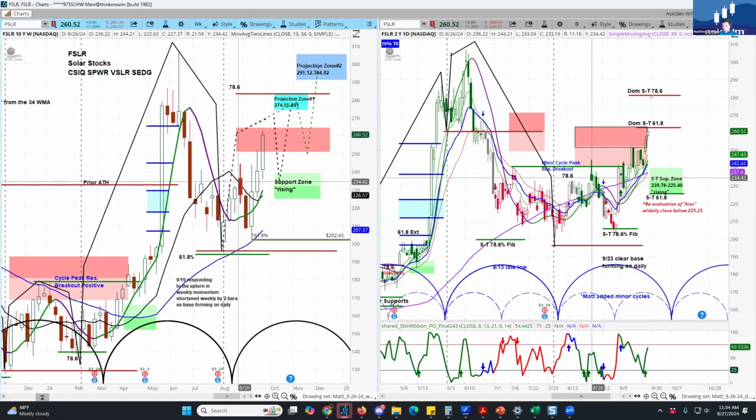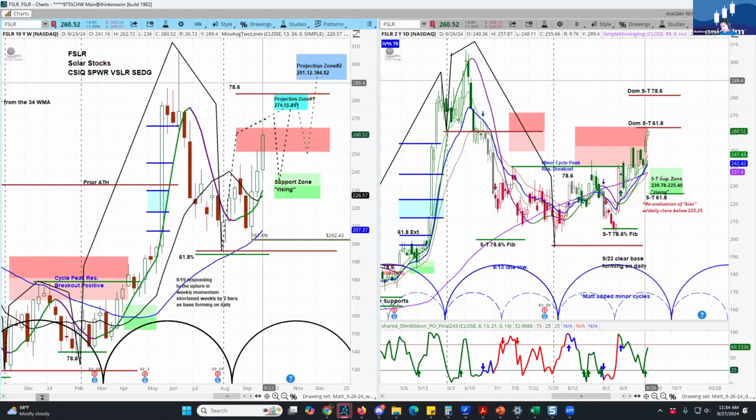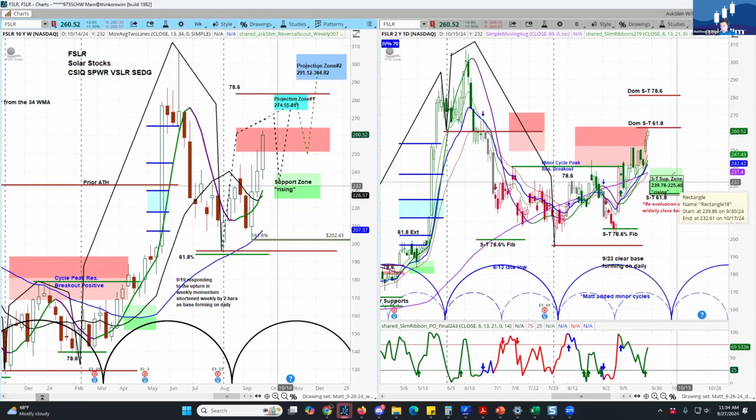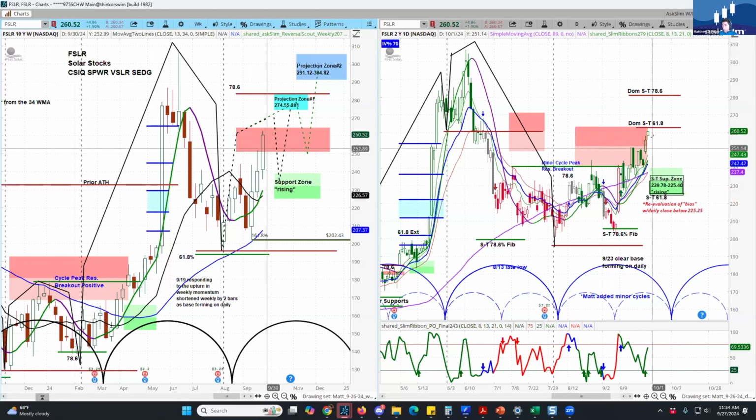Therefore, combining all this information in this daily chart, which has a cycle low due over the next couple of weeks, we are likely to see a more shallow pullback. The support zones are rising right now.